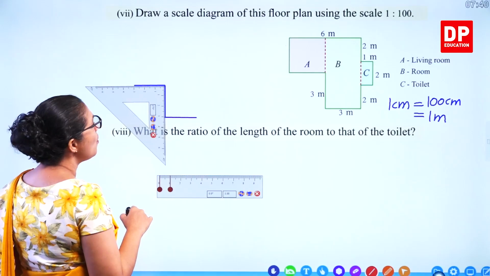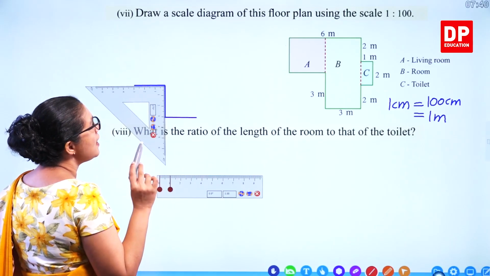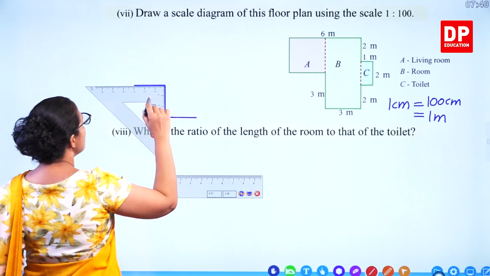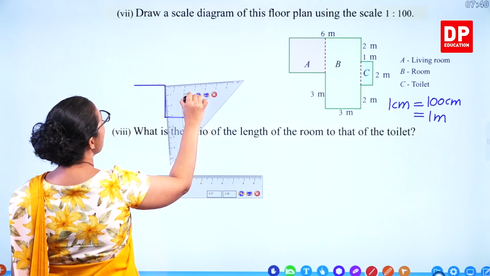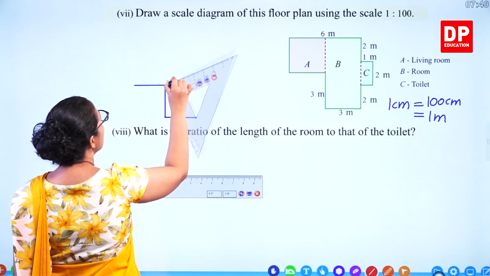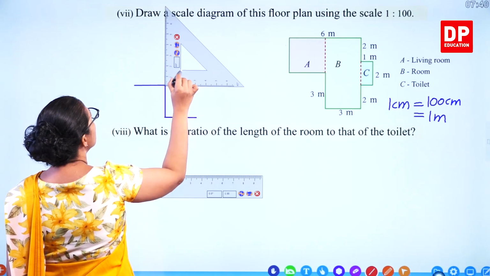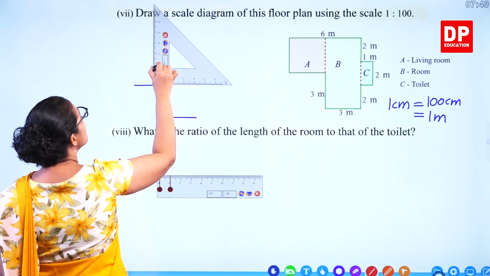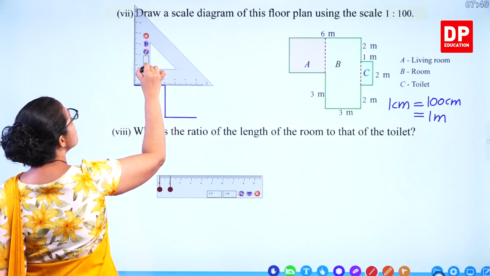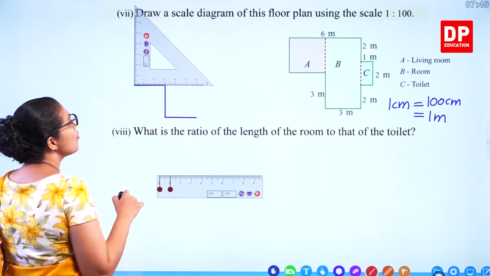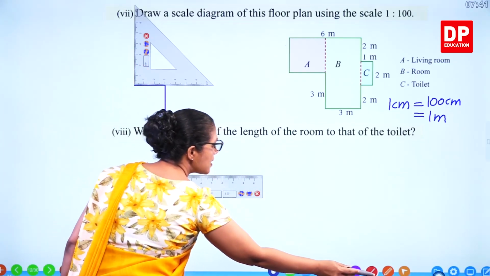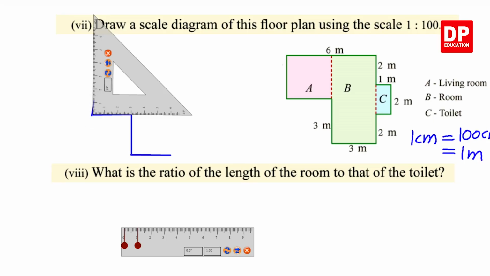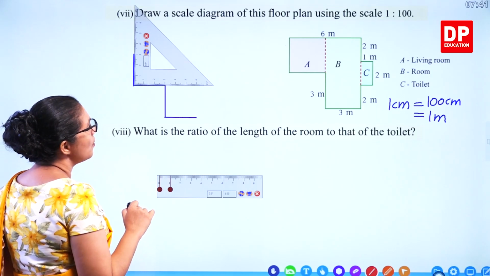Now it's okay. Now what's the next part? Again we need 3 centimeters this way as well. So here you can again take this set square and keep it here and draw a 3 centimeter line, 3 centimeter line here from here. Now this part is okay.